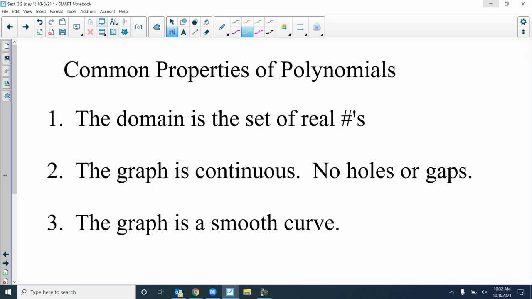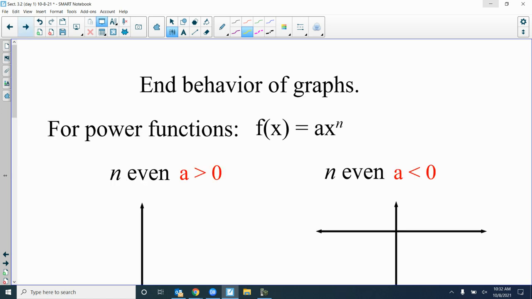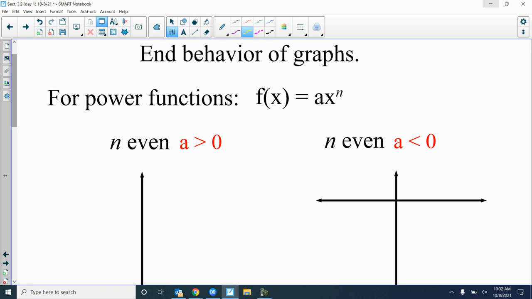Okay, a couple of key things now we're going to talk about: end behavior and then roots, their multiplicity. Okay, end behavior of graphs. We're going to use what's called a power function to investigate that. It is just a single term, with a positive whole number power. If n is even and a is greater than 0, say f of x equals 2x squared, g of x equals x to the 4th, h of x equals 5x to the 6th.